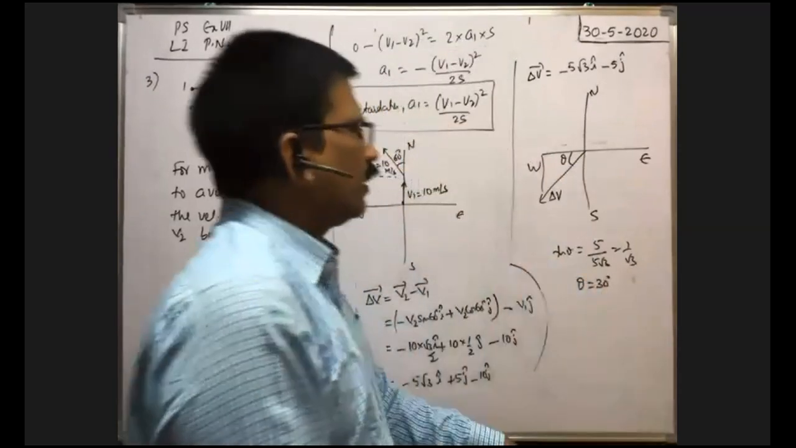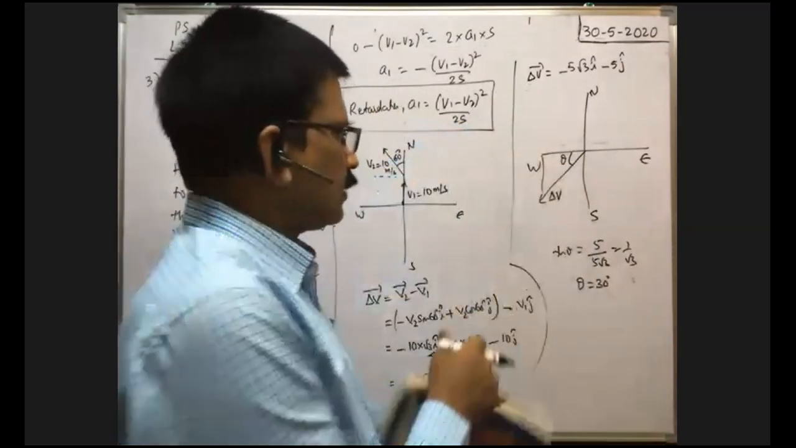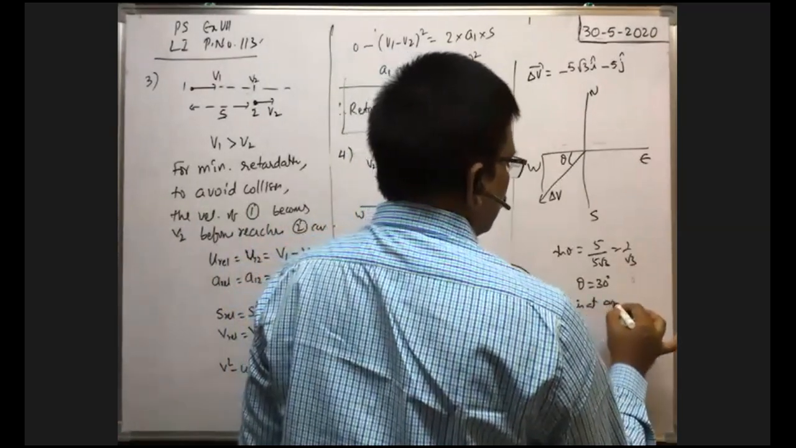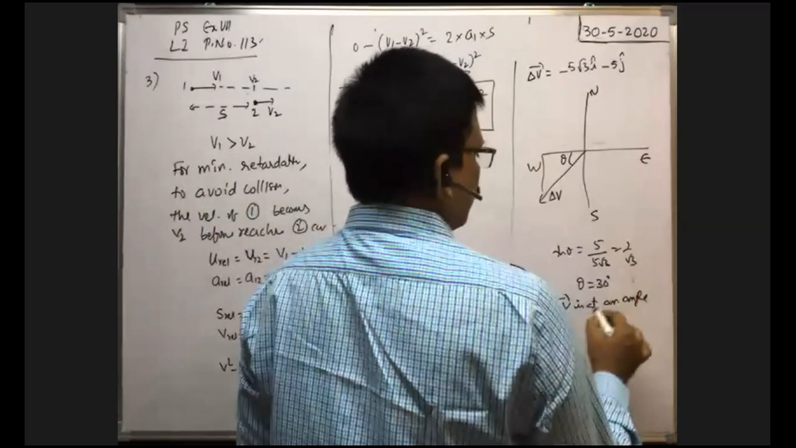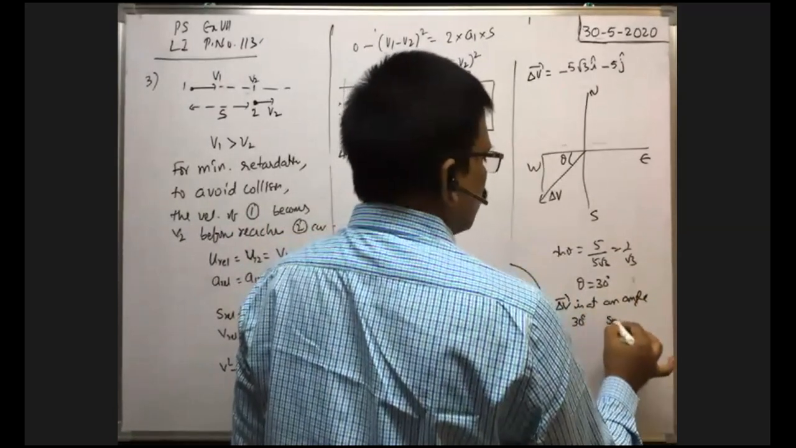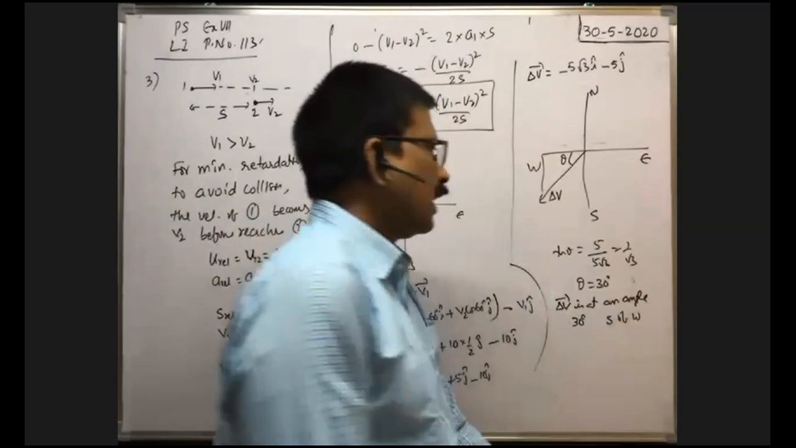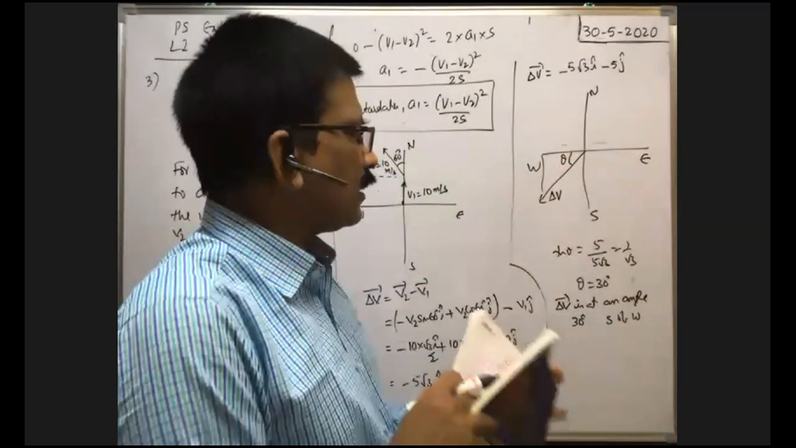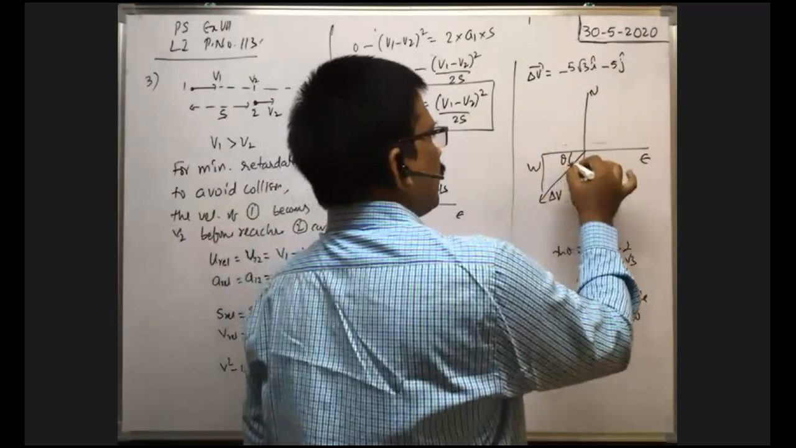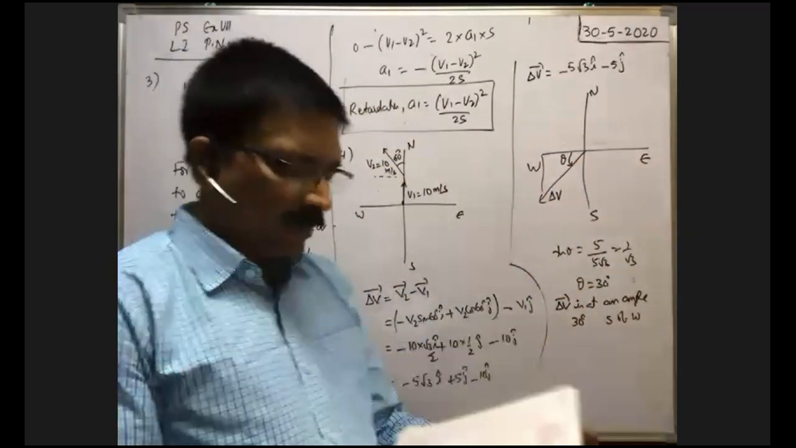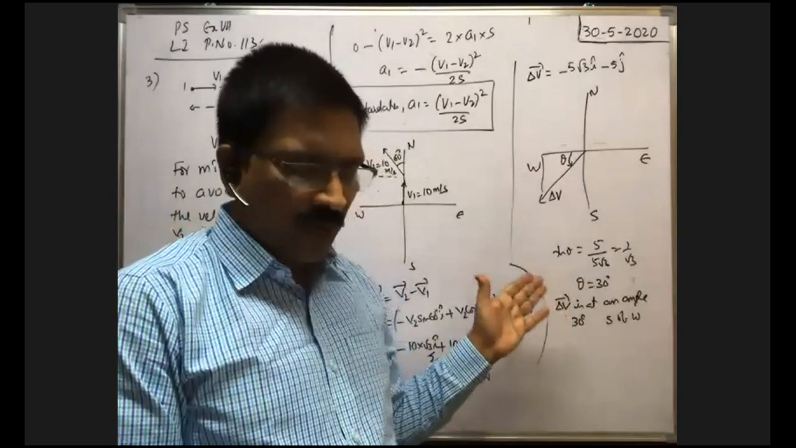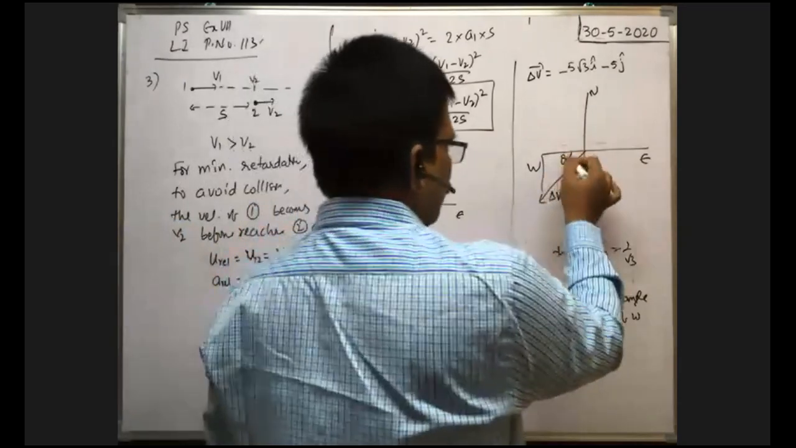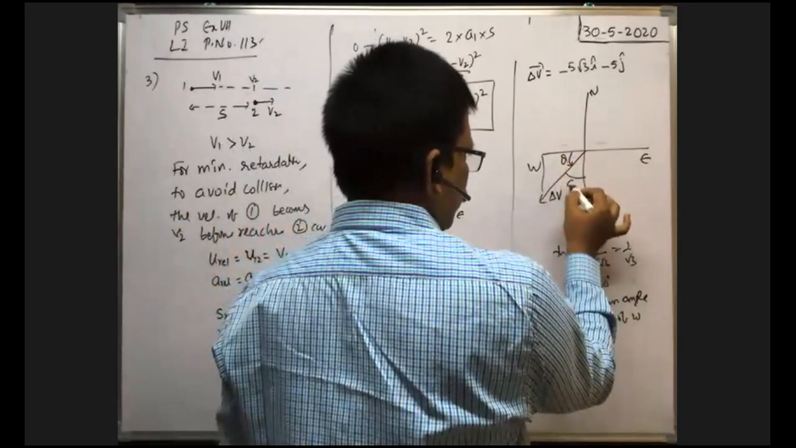What is the direction of this? The change in velocity is at an angle of 30 degrees south of west, which means from west towards south at an angle of 30 degrees the change in velocity direction lies. Okay, that is the answer. Is it there or not? You check. It is not there.